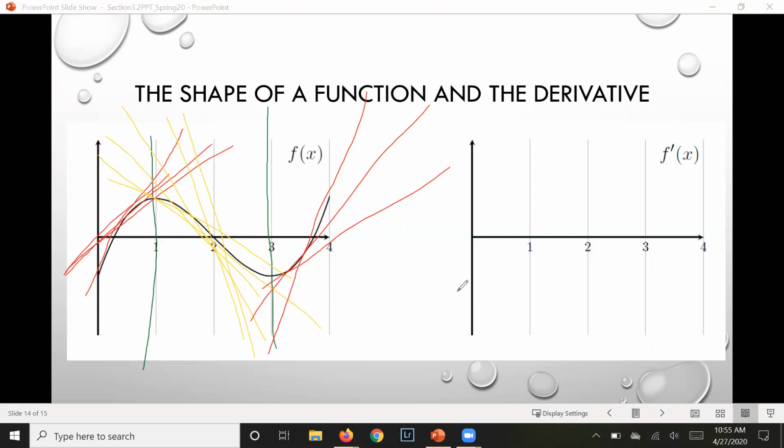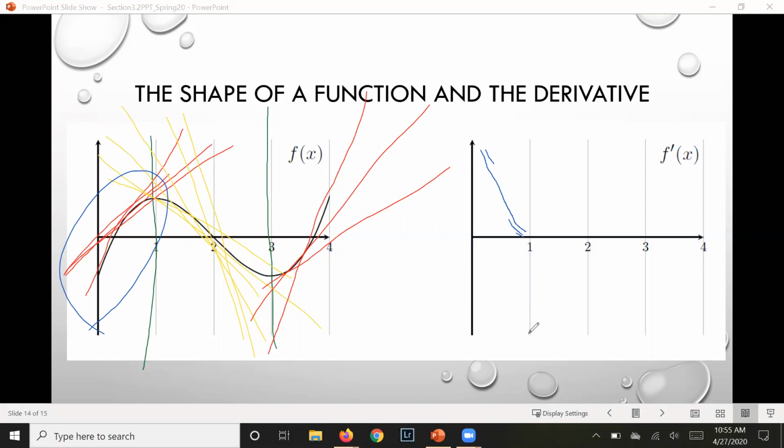So how will that help us draw the derivative? Well, we see for this first piece here, from 0 to 1, everything is positive, right? So all of our slopes have to be above the horizontal axis, and they seem to decrease as we go along. So we might see something like this.